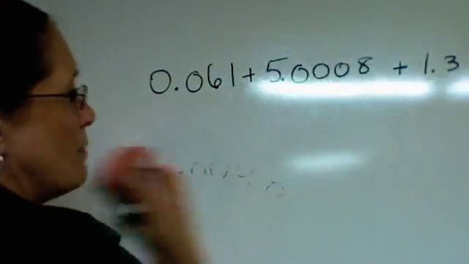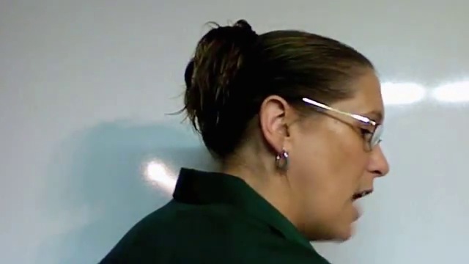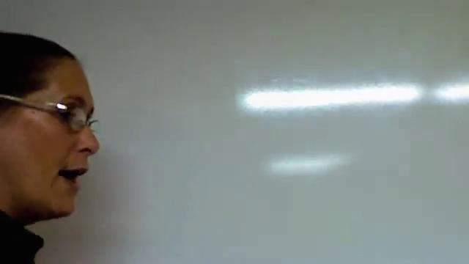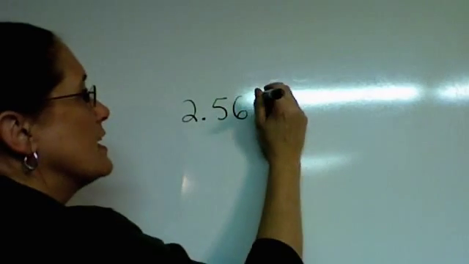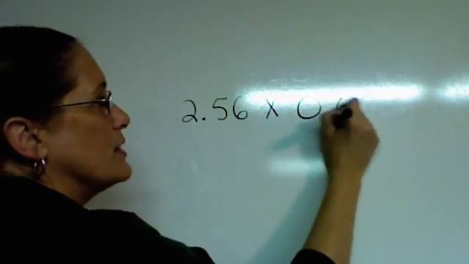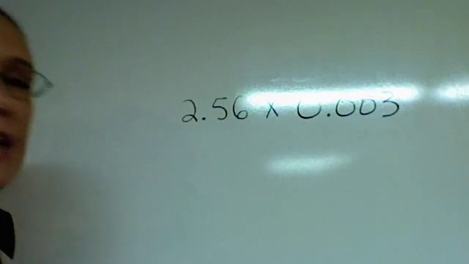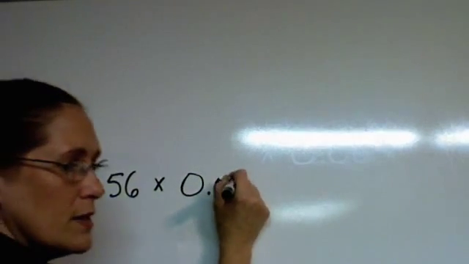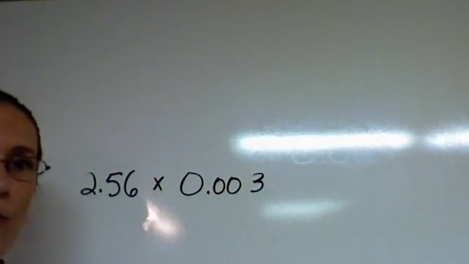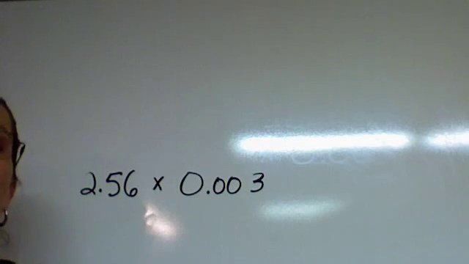Now, quickly, I want to talk about multiplying and dividing decimals. It's a little bit different, but not difficult. If you have 2.56 times 0.003. And let me just let you in on a little secret. Right now, oh, I put that right in the glare, didn't I? Let me write it over here a little bit so you can see it better. 2.56 times 0.003. Hope that's better. There, that's a little bit better to see.